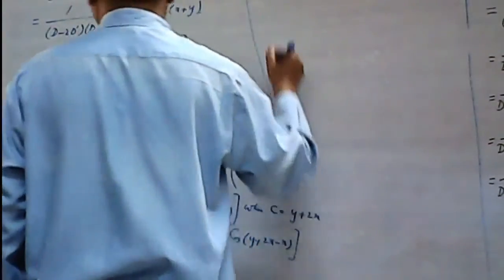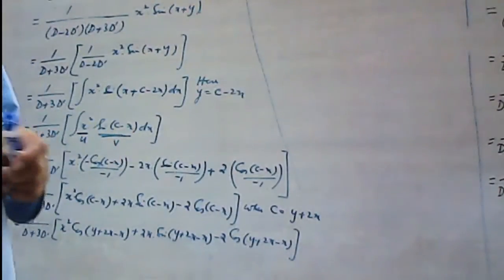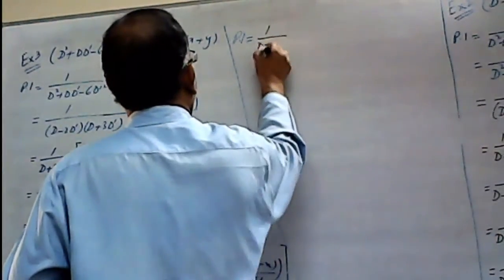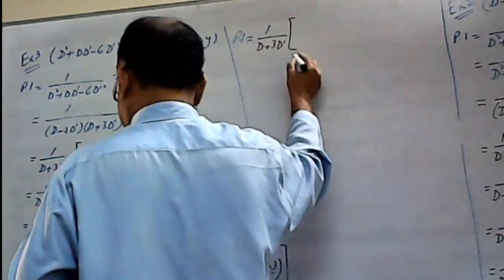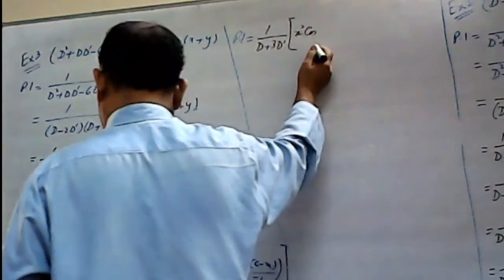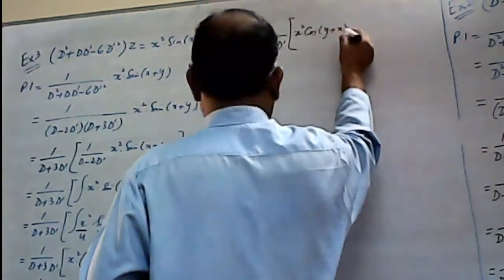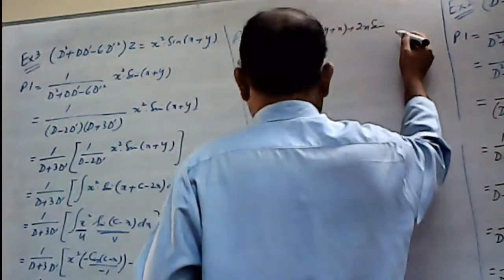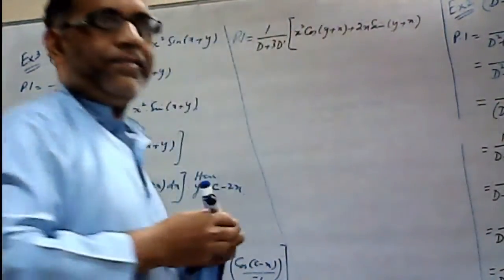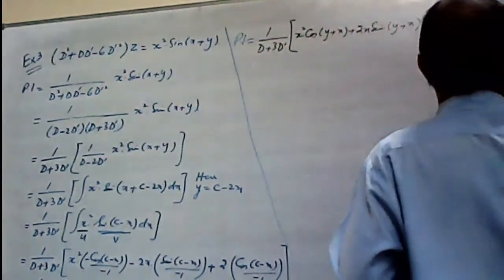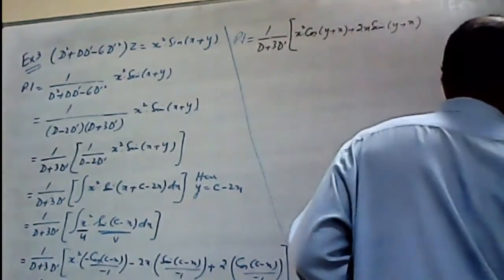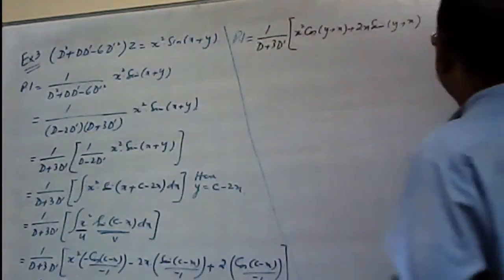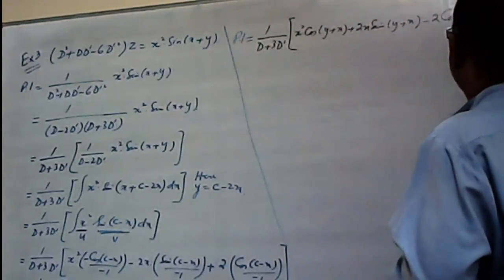Hence, the particular integral will be equal to 1 upon (D plus 3D dash) of x square into cos(y plus x), then plus 2x sine(y plus x), and the last term is minus 2 cos(y plus x).